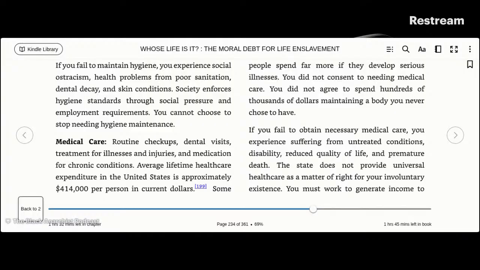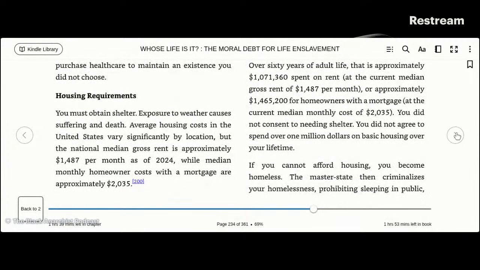You did not consent to needing medical care. You did not agree to spend hundreds of thousands of dollars maintaining a body you never chose to have. If you fail to obtain necessary medical care, you experience suffering from untreated conditions, disability, reduced quality of life, and premature death. The state does not provide universal health care as a matter of right for your voluntary existence. You must work to generate income to purchase health care to maintain an existence you did not choose.